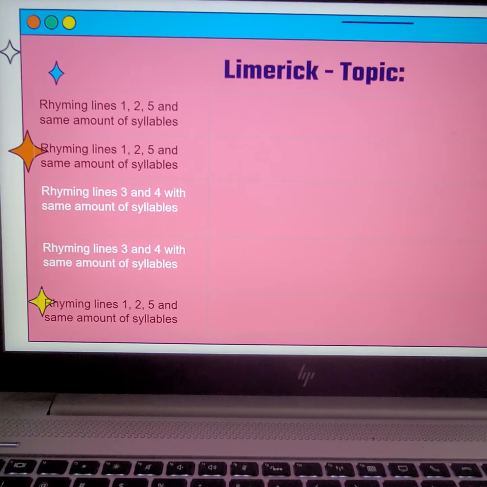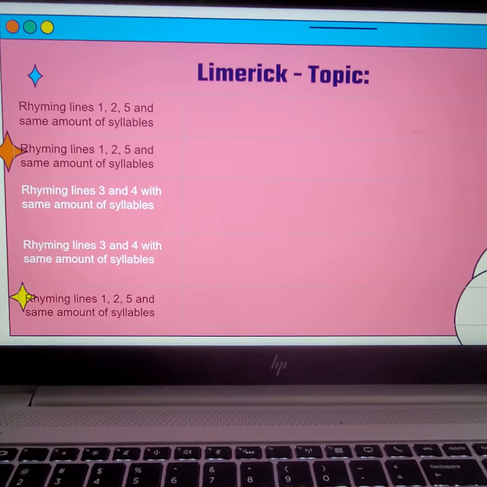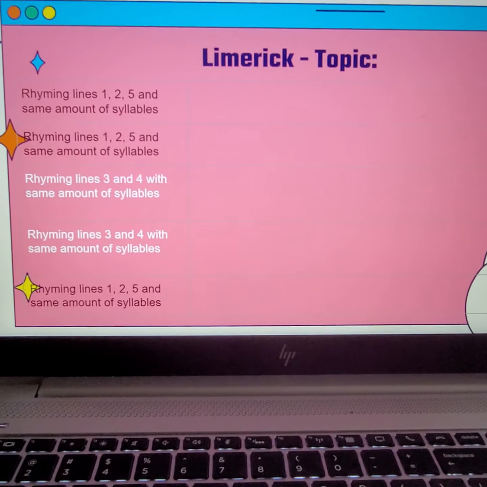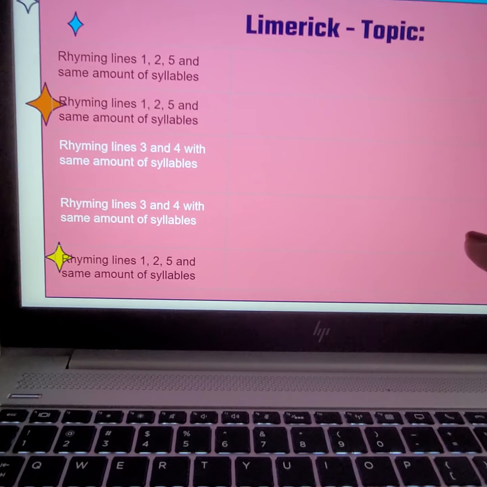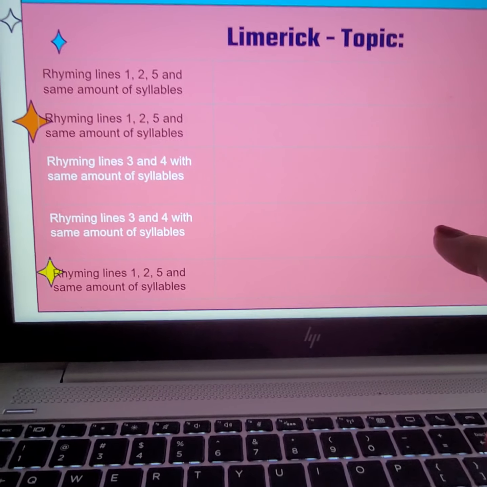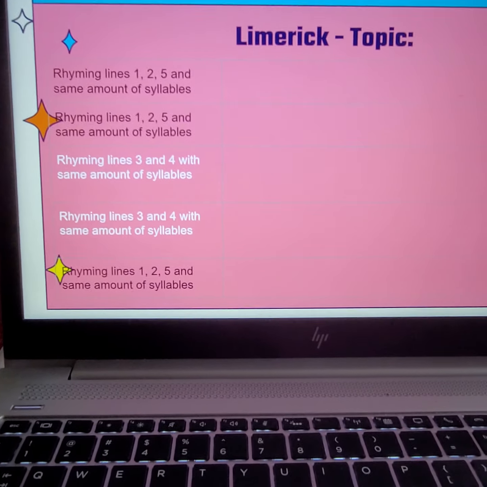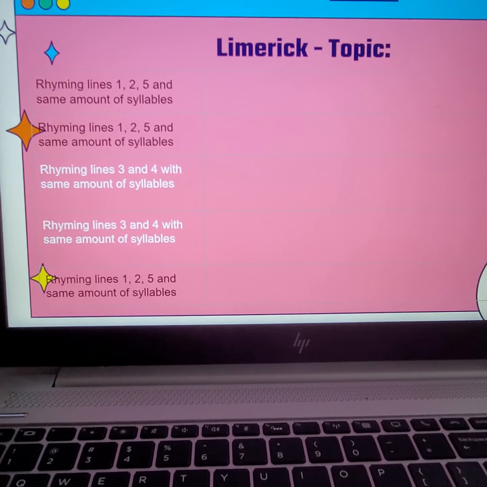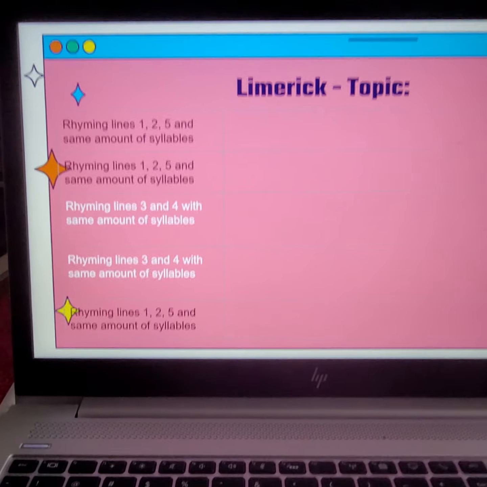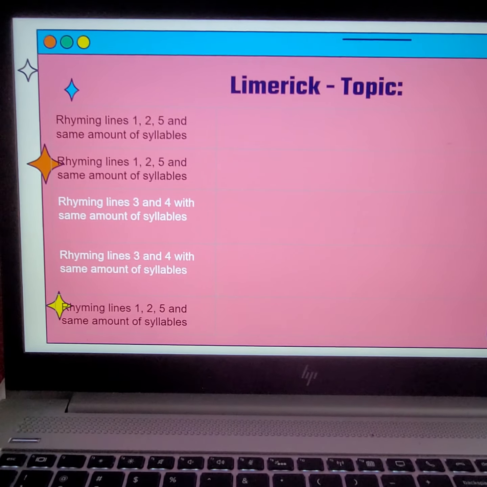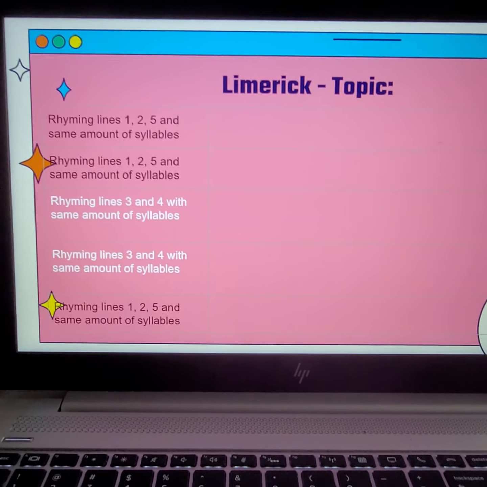On the next page, I've put out this table, and this will help remind you which lines need to rhyme and that they have to have the same amount of syllables. And then I've included a second page in case you wanted to do 2 limericks.